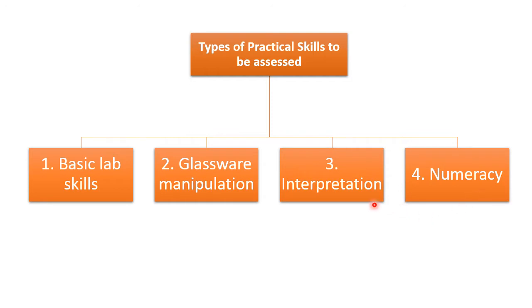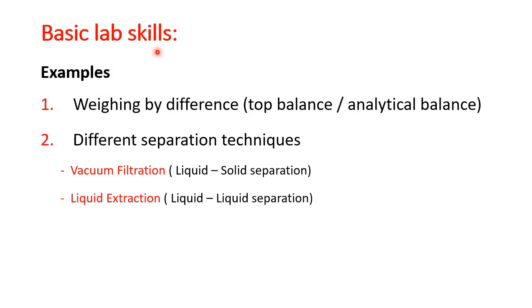Let's start with the basic lab skills part. In your basic lab skills part, you have 2 major things that you need to make sure that you can do efficiently. First, weighing by difference, and second, the different separation techniques. Either you have a liquid with an insoluble solid inside, or 2 liquids that are immiscible together. How to separate both of them from each other. Let's start first with the weighing by difference.